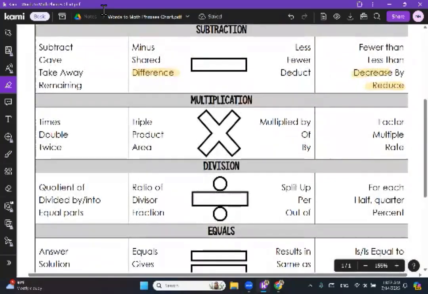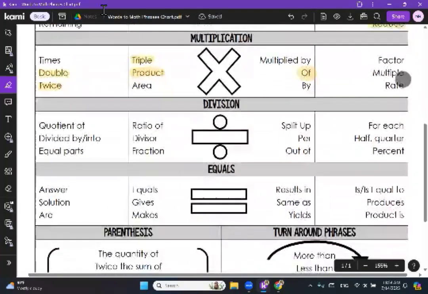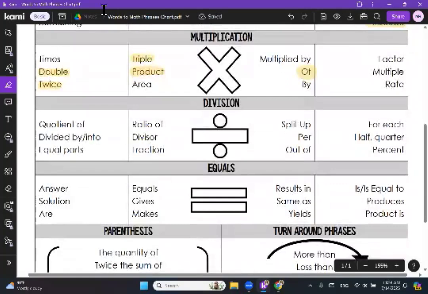Multiplication, they don't say times, okay? They'll say things like double. What does double mean? Two times. Twice, also two times. Triple. Product is a very big one that gets used. Of is huge when it comes to multiplication, okay? Like 10% of 100, 50% of 250, okay? Things like that.